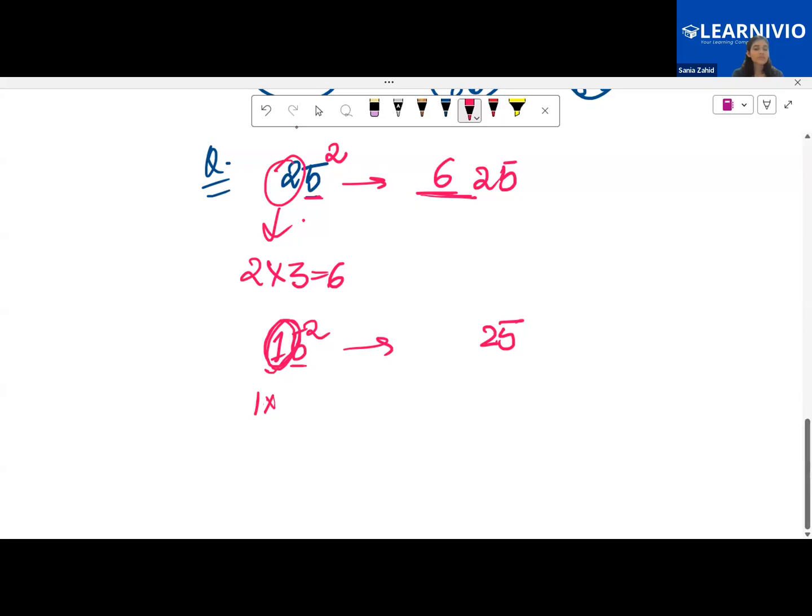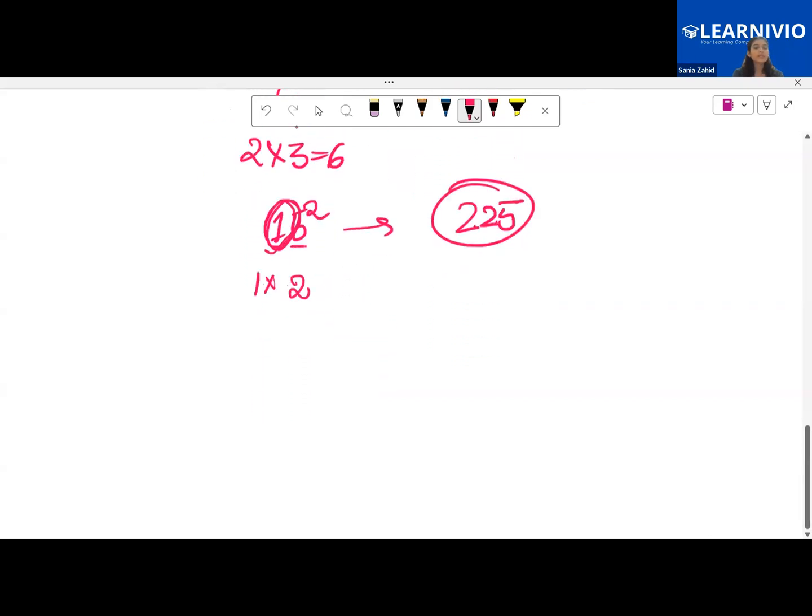First, tell me what is 1 plus 1? 2. So you're going to do 1 into 1 plus 1, which is 1 into 2. So 1 into 2 is 2, and 15 square comes out to be 225.